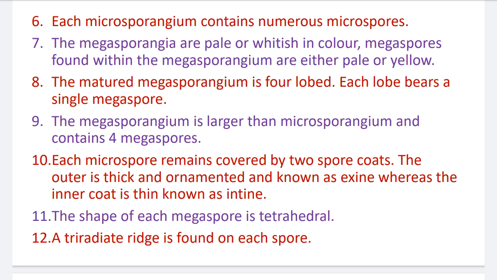Number 8, the matured megasporangium is four-lobed. There are 4 lobes or 4 chambers in a single megasporangium. Each lobe bears a single megaspore. There are 4 lobes in the megasporangium, and each lobe produces a single spore. This means a single megasporangium produces 4 megaspores. In the case of microspores, many microspores are produced by a single microsporangium. On the contrary, a single megasporangium produces only 4 megaspores.